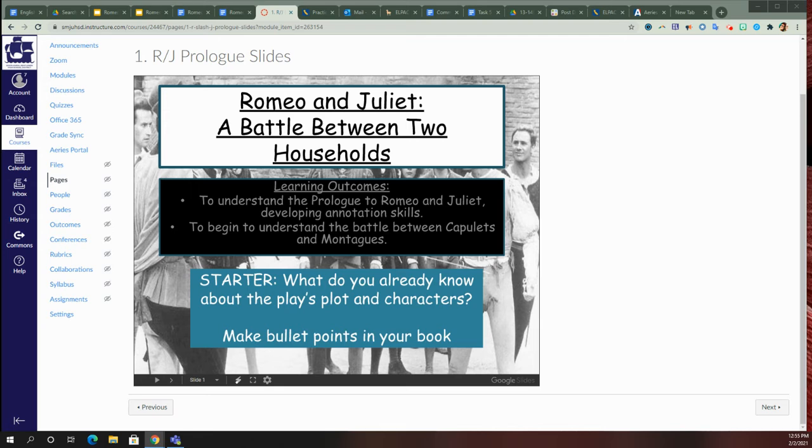So our learning outcomes for this lesson will be, one, to understand the prologue and what it means in relation to Romeo and Juliet's play as a whole, as we develop annotation skills, or marking up the text and answering questions. And then we can start to understand a little bit more about the battle between the Capulets and the Montagues and this blood feud that they have between them, which is built upon revenge and hatred.